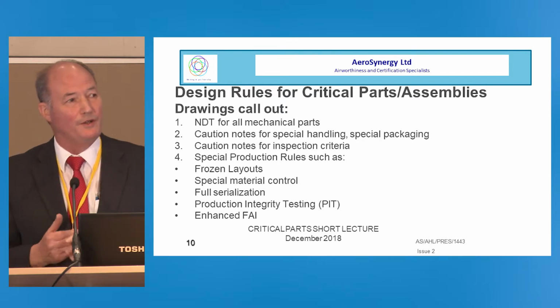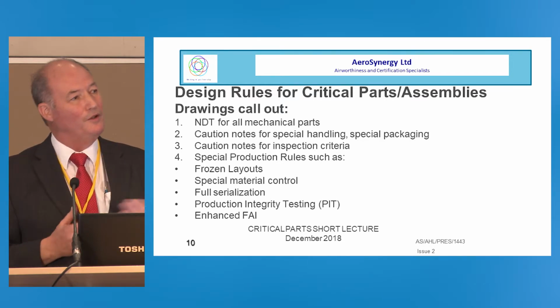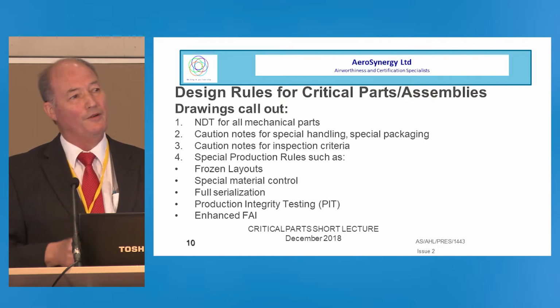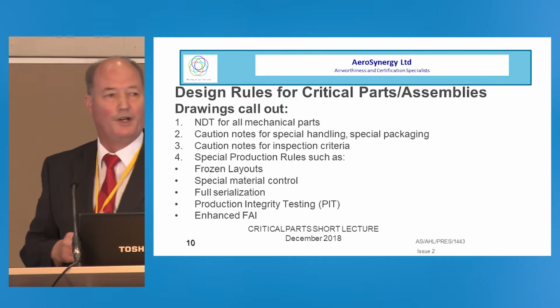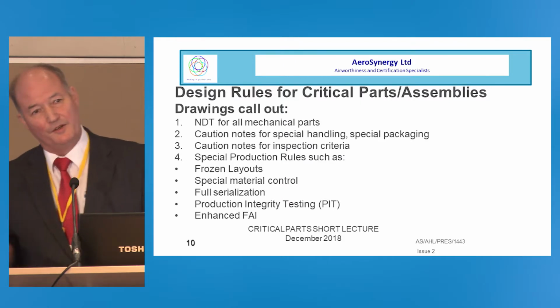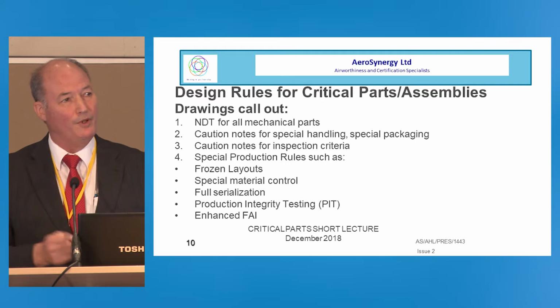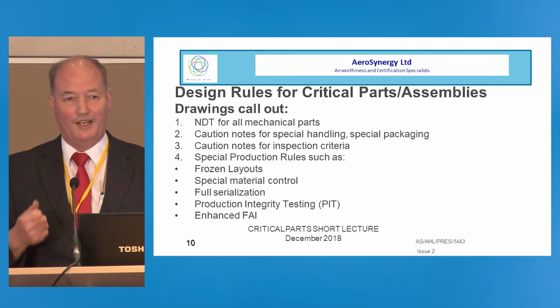You have special material control. It's just not good enough to look at the mill certificate and say, yeah, okay, I'm going to put that in store and then use it. When you're receiving material in for critical parts, vital parts, an offcut goes down the mat lab, they turn up a test piece, pull it, and check it really is the right stuff and it was heat treated correctly. Full serialization, I'll explain that later. Production integrity testing, that's where we do cut-ups. So every 50th casting gets cut up to make sure that the process is stable. And we have an enhanced first article inspection process, which I'll talk about.